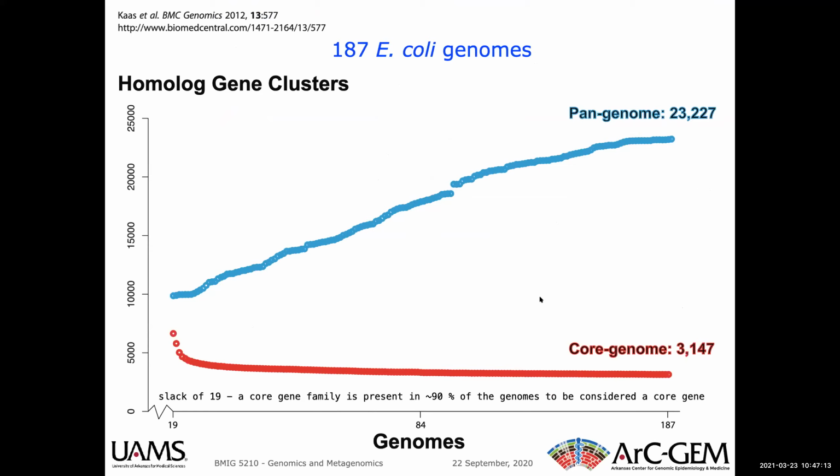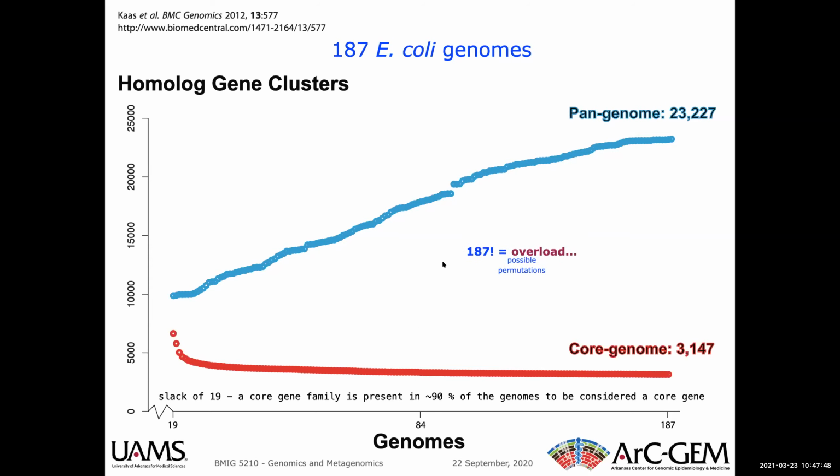We realized things were going on. What we did is we did something called a slack of 19. And what that means is that a gene needs to be present in at least 10% of the genomes to be considered core. So if we have 187 genomes, then it needs to be present in 18.7, or 19, of the 187 genomes in order for it to be considered. By doing that, we throw out bad genes, because it turns out that sometimes you get a bit of schlop.